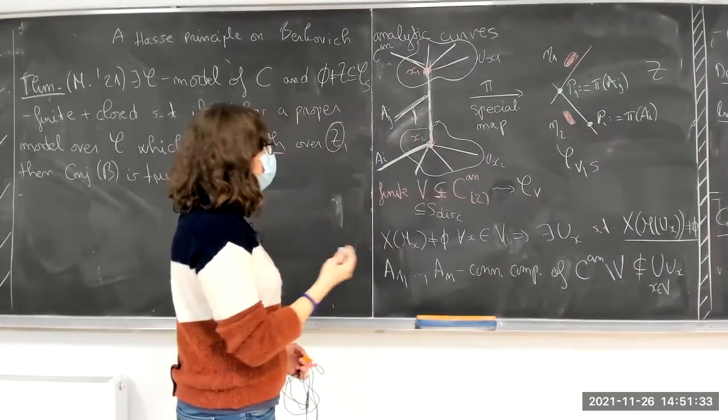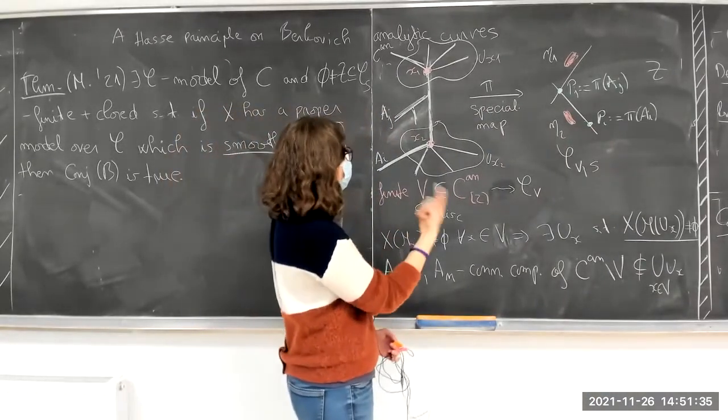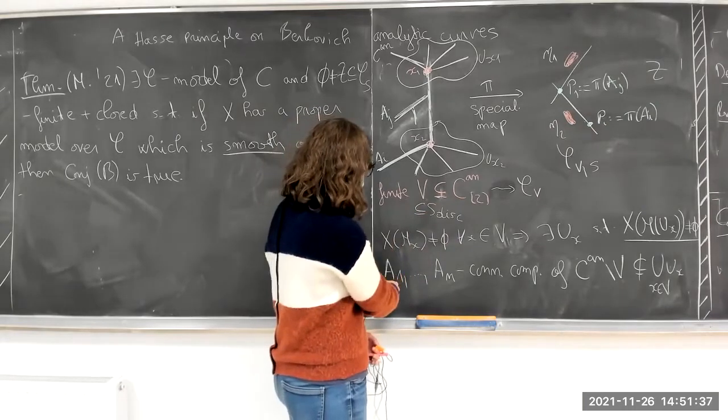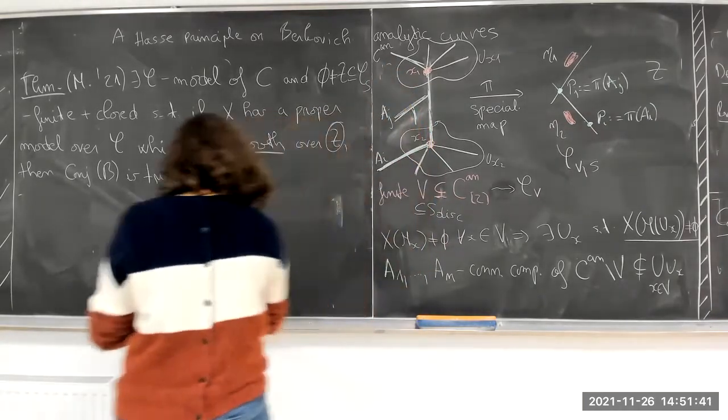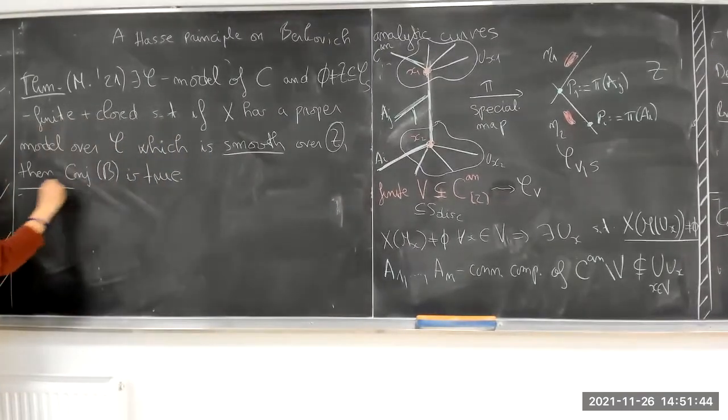And now we can construct a criterion of when our variety has rational points over these connected components. So, statement.